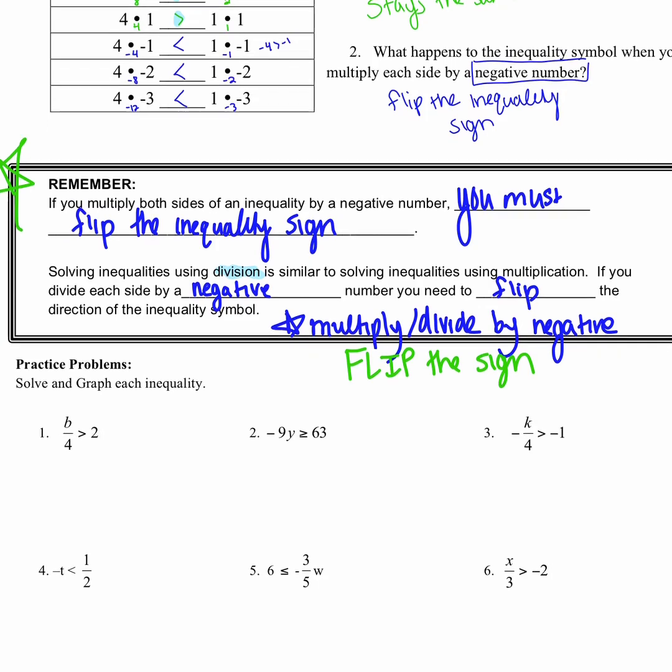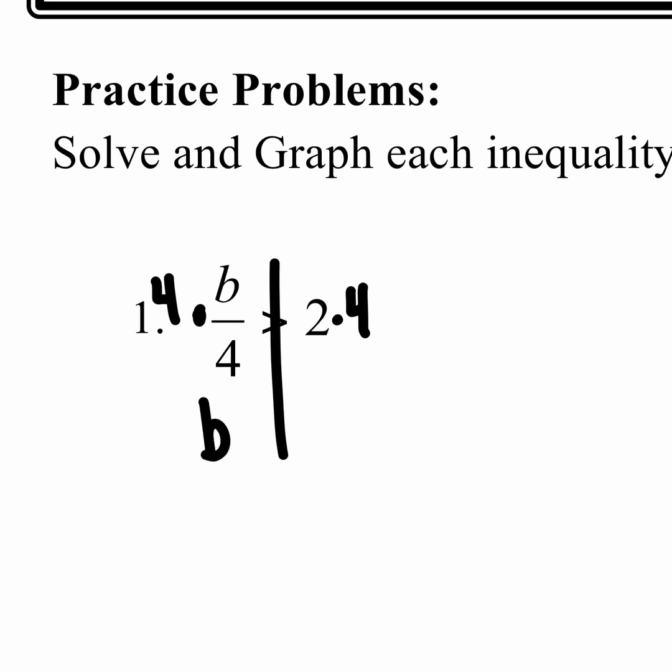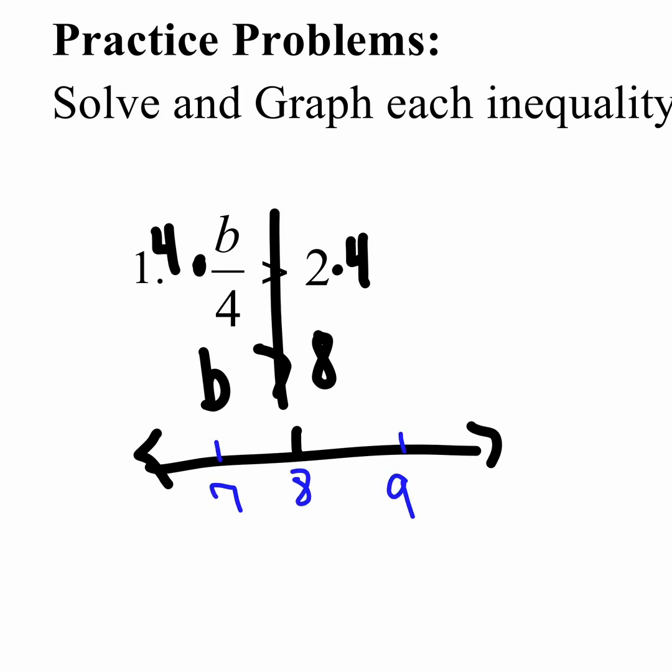So if we go ahead and solve some of these problems, number 1, okay, just like solving an equation, I have a fraction, b is being divided by 4, so I'm going to go ahead and multiply both sides by 4. I then have b is greater than 8. When I go to graph this, I mentioned yesterday how we only need to graph the 8, the 7, and the 9. Open circle because it's greater than, not equal to. If you draw an arrow here, it's telling us to shade to the right.